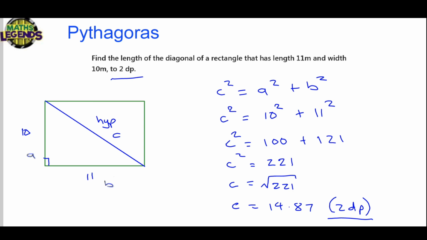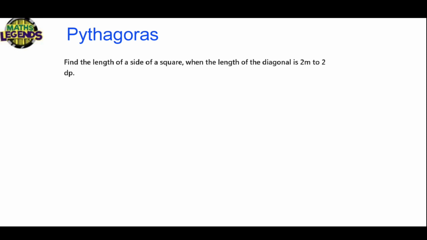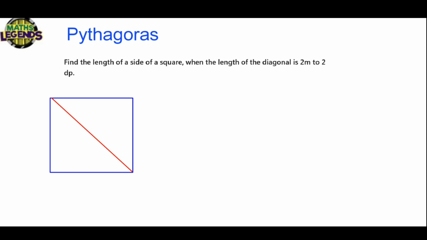Let's look at another example. So here we're asked, find the length of a side of a square where the length of the diagonal is 2 meters to 2 decimal places. So again here we will draw a diagram. So here we have a square, and now we will add the information that we know about this from the question. So we know this is a square, so all the sides have the same length.